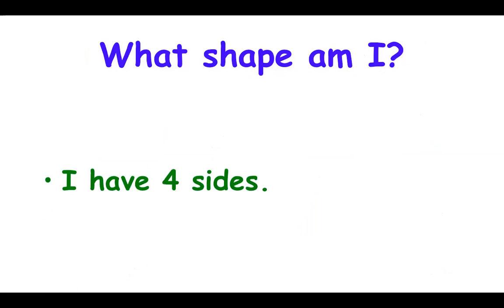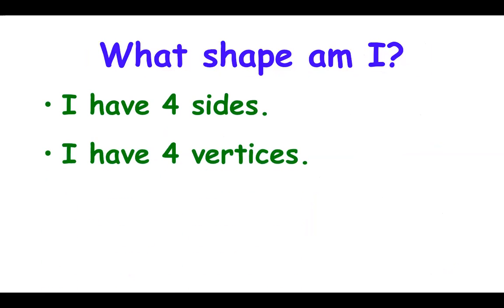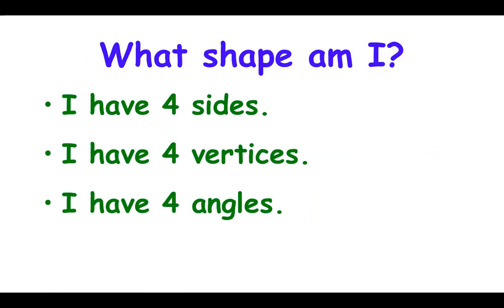What shape am I? I have 4 sides, I have 4 vertices, and I have 4 angles. I am a, don't get confused in this one. Don't name a specific shape. Tell me what all of the shapes that have 4 sides, 4 vertices, and 4 angles are called. Shout it out now.